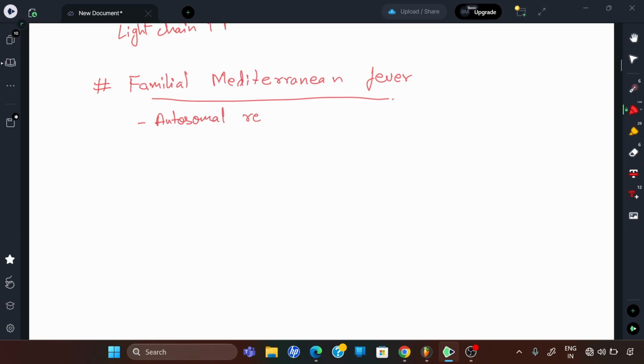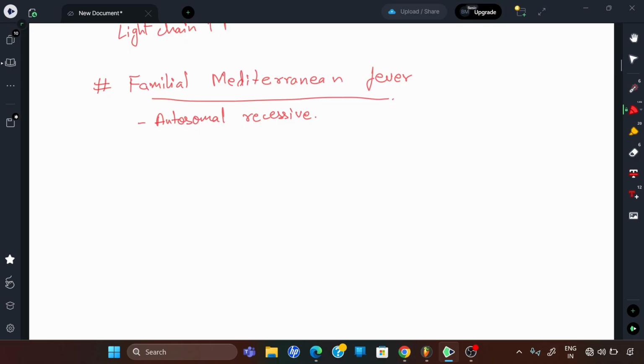This is an autosomal recessive disorder, right? What happens here is that the neutrophils are not functioning properly. There is dysfunction of neutrophils, due to which an attack of acute inflammation is created. The neutrophils get activated. Now there is no infection to initiate that acute inflammation, but due to the neutrophil dysfunction and activation of the neutrophils, an attack of acute inflammation is being created.